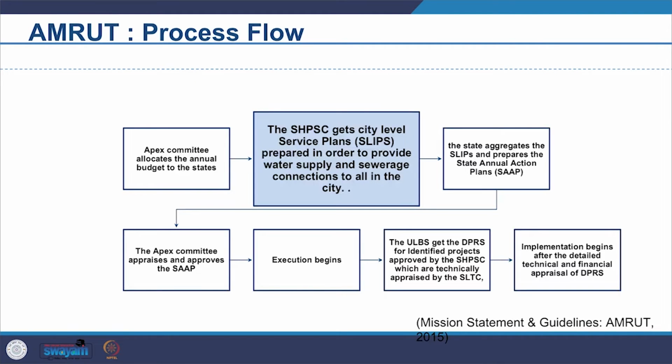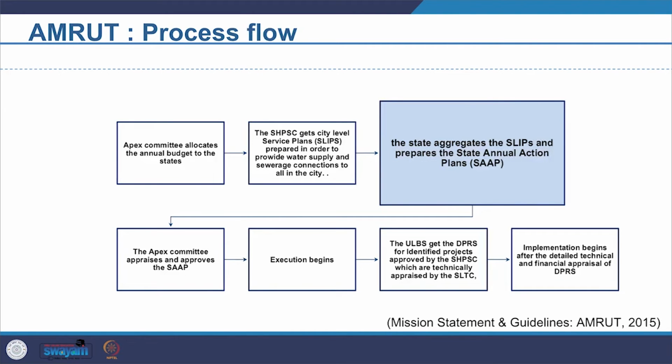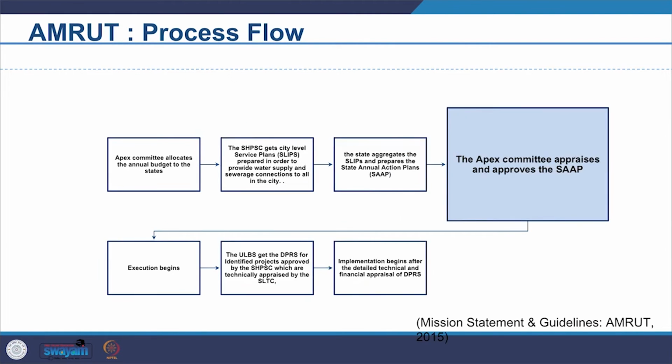Accordingly, the State High Powered Steering Committee, SHPSC, chaired by the state chief secretary, which steers the mission program in its entirety, asks the ULBs to prepare Service Level Improvement Plans, which are called SLIPs. SLIPs are the building block of AMRUT, to provide water supply and sewerage to all in the city. Then the state aggregates the SLIPs and prepares the State Annual Action Plan, SAP. The state then sends the SAP back to the Apex committee for approval. Revisions are sought if required and the SAP is approved.